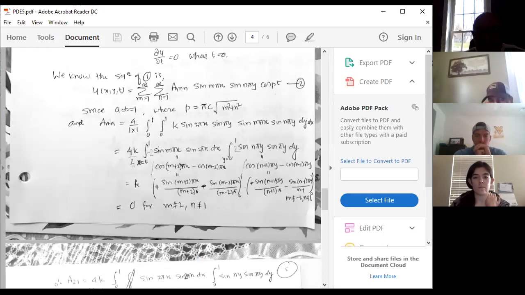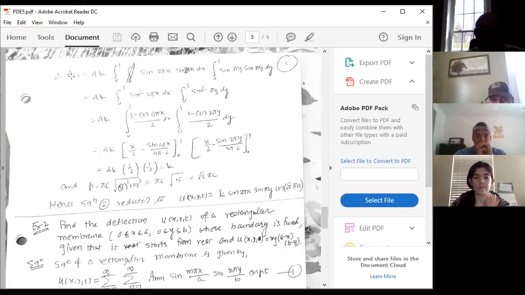Just a21 will be there. Let me count my a21 in the same formula. So a21 will be like this: a21 equals 4k, integral from 0 to 1 with respect to x and with respect to y. Sine and sine, same angle, sine square. Sine square can be written as 1 minus cosine 4 pi x, divided by 2, right? Again, formula sheet, page 2, trick formulas.